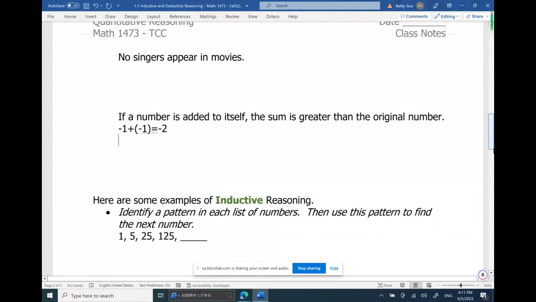And -2 is smaller than the original number. The original number is -1. Okay, when we compare two negative numbers, the one with bigger absolute value is actually smaller. Does that make sense? So this is a counterexample to disprove this statement.